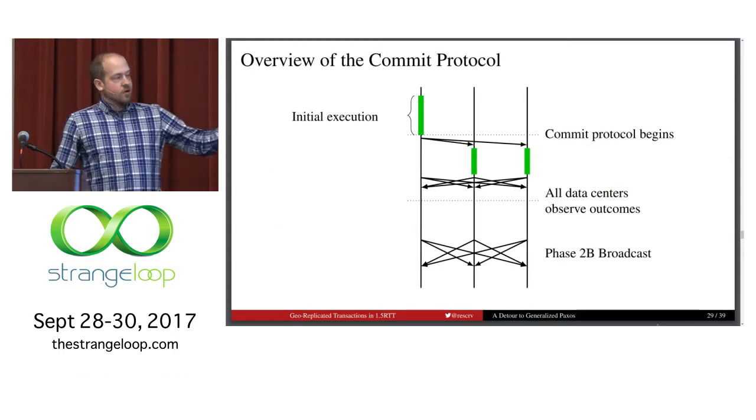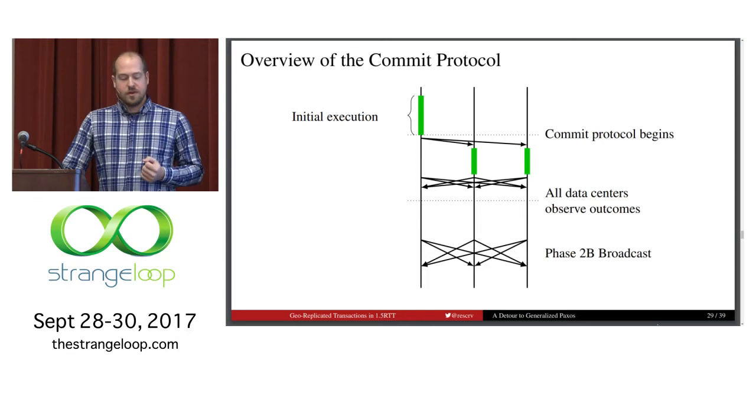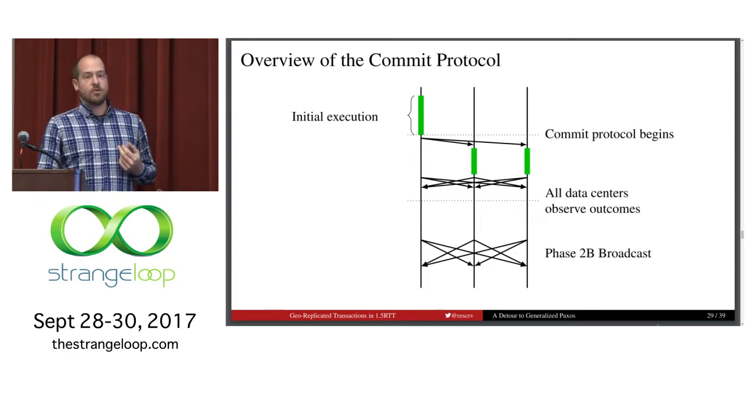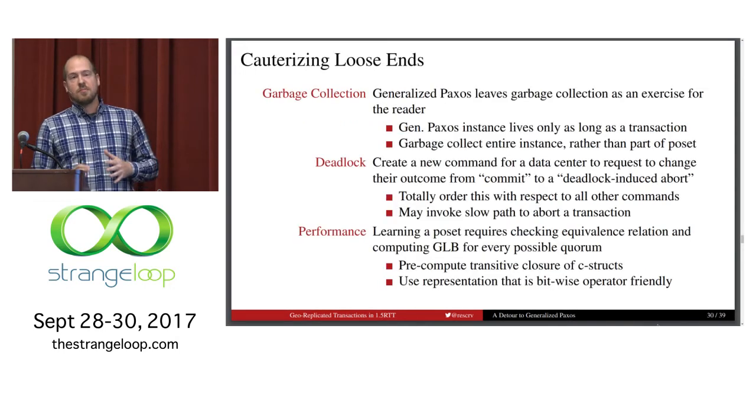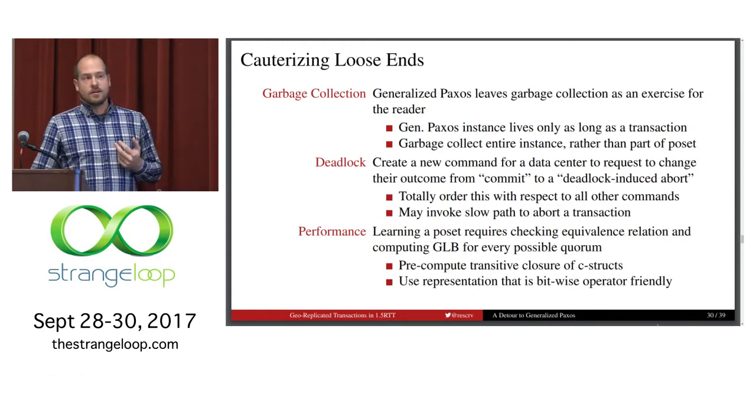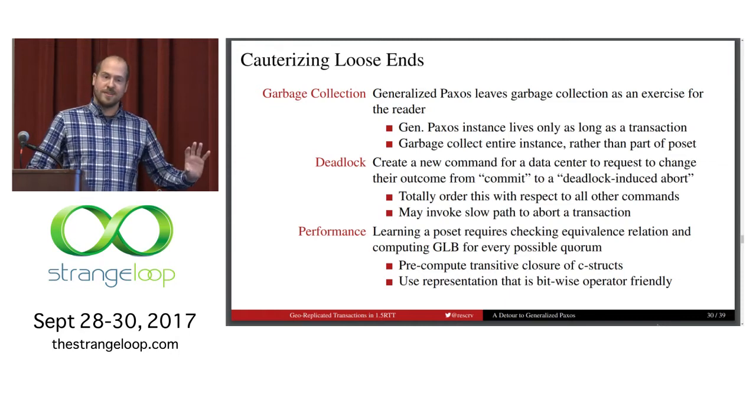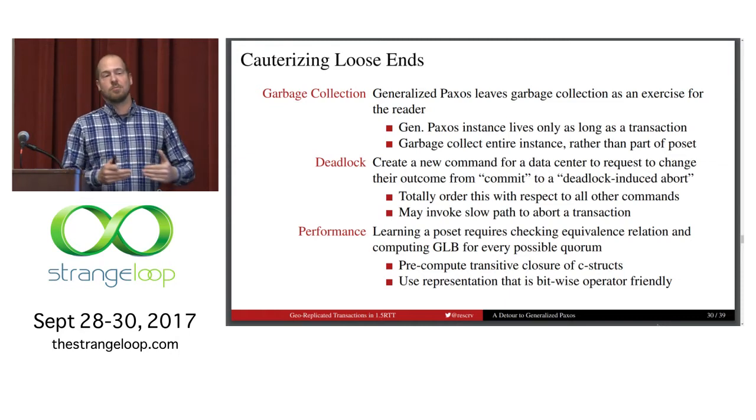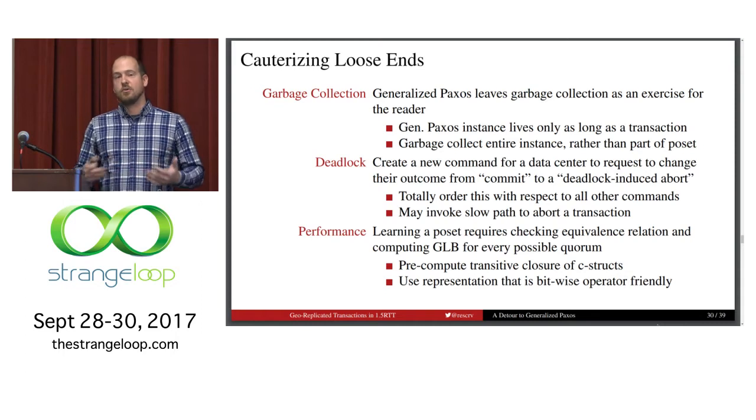So this third round where I said we're going to magically perform consensus, that actually equates to a phase 2B broadcast for generalized Paxos. So there's a large number of loose ends here that I've completely glossed over. Garbage collection. In any Paxos algorithm, any consensus algorithm, Raft, Zab, Paxos, doesn't matter what, garbage collection is always a problem. But it becomes a bigger problem when you're collecting a part of a partially ordered set. Because what does it mean to actually take away a prefix of a partially ordered set? There's no real good definition for it.